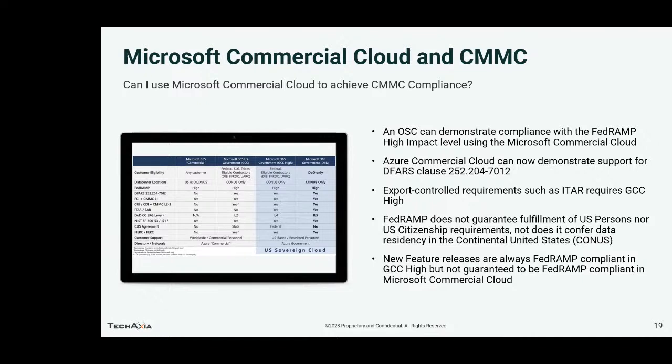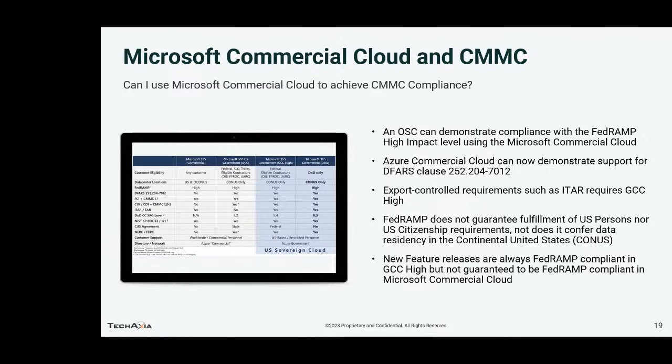Also, the Azure Commercial Cloud can now demonstrate support for DFARS Clause 252.204-7012, especially Clause C through G. And you heard that right. You can demonstrate support for that using the Azure Commercial Cloud. That was not the case before. However, if you have export control requirements such as ITAR, then you need the GCC High Cloud.